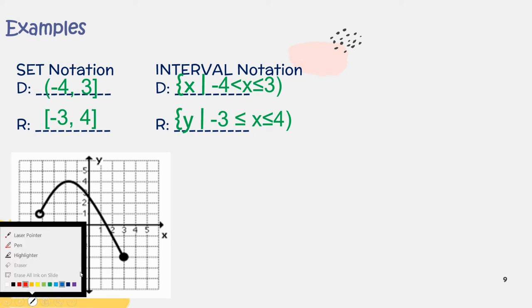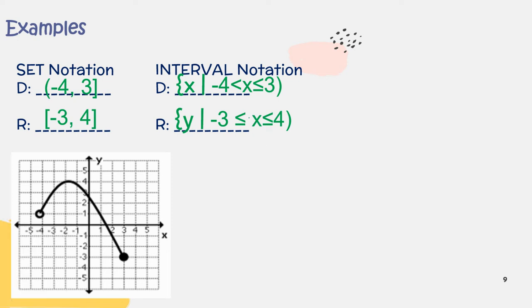Let me change that. This is a y. And again, these should be little brackets. Sorry, guys. Less than or equal to y, less than or equal to 4. Why is that less than or equal to? Because our 4 up here is included.